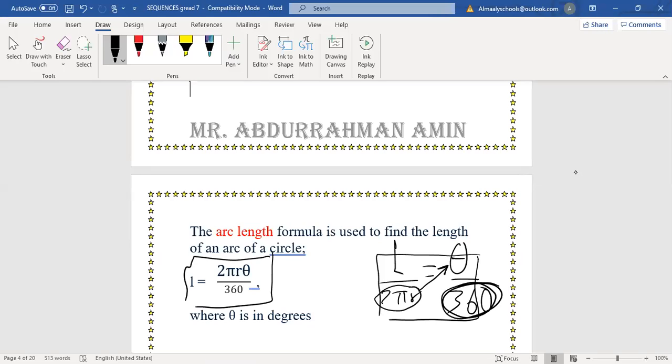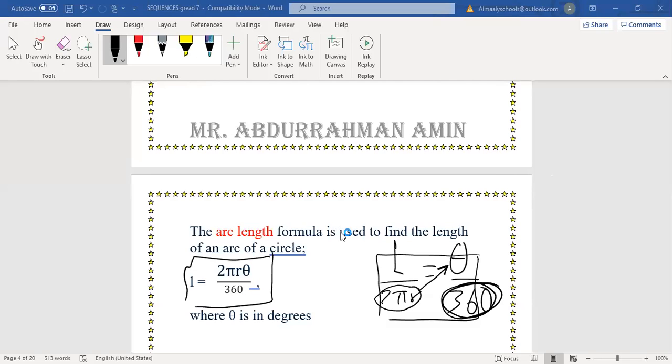I think the rule in the book is very easy, easier than it. So what is the rule in the book? Phi over 360 multiplied to... Stop. Phi over 360 means it's theta over 360. Multiply 2 pi R. It's the same rule, my son. Understood? Okay. It's the same rule, but only he wrote phi instead of theta.